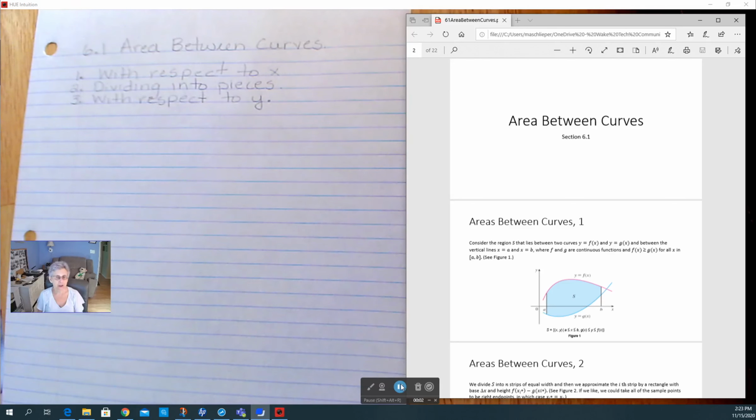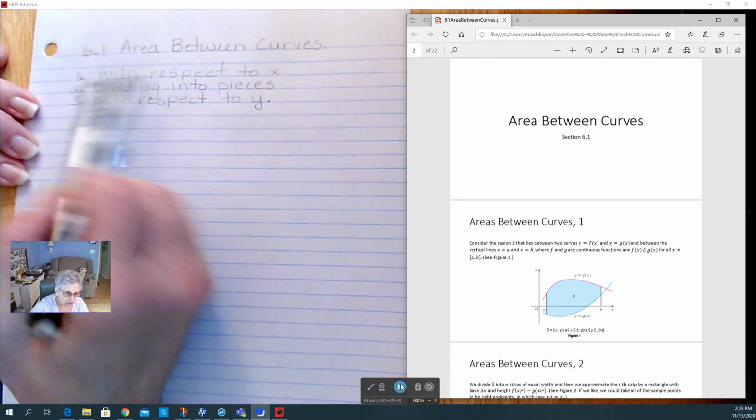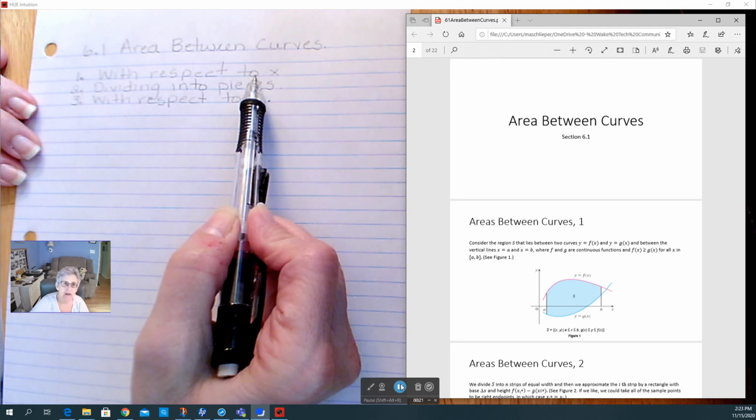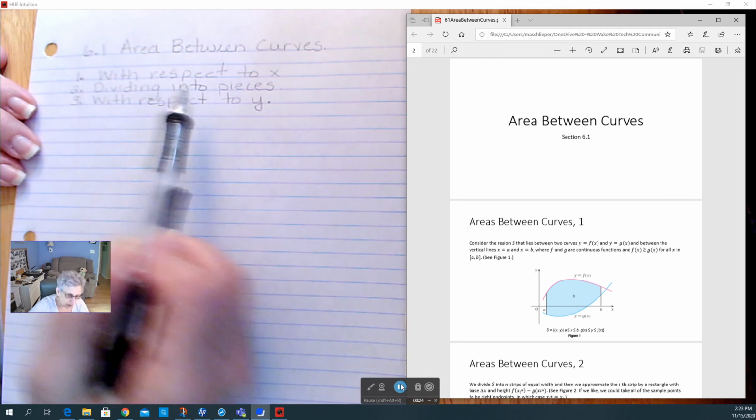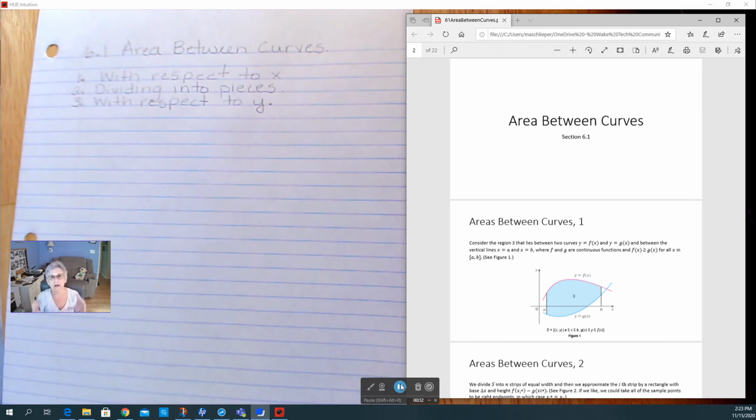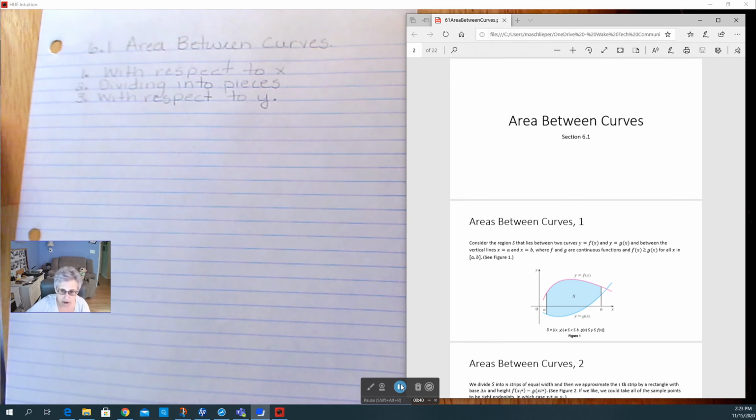We're going to cover two sections in Chapter 6. One is 6.1, the area between two curves, and then we're also going to do average value. So this is the area between two curves. There's three main topics. We're going to do area between two curves with respect to x. We'll do area between two curves where they switch who's on top and who's on bottom, so you have to divide it into pieces. And then sometimes it's easier to integrate with respect to y instead of with respect to x. So that's the broad overview of this section.